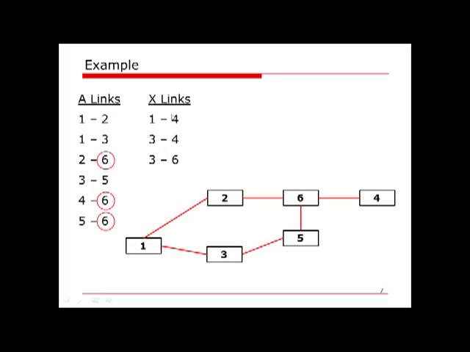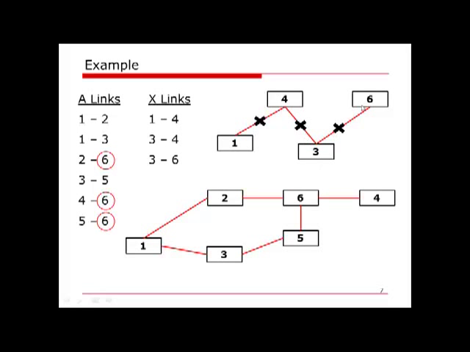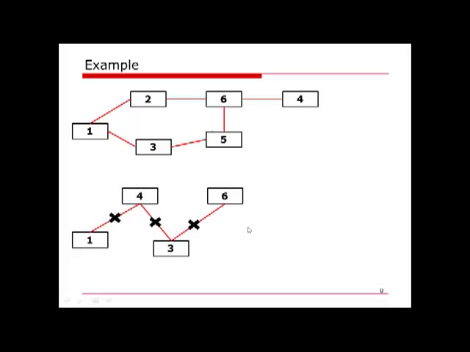Next, we can construct the X-link table. Basically, this tells us which departments should be allocated as far away from each other as possible. Now we have three links, 1 and 4, 3 and 4, and 6 and 3. These are the pairs that should absolutely stay away from each other. With this given information, it basically gives us a hint. From the X-link chart, it sounds like 1 and 3 should stay away from 4 and 6 as far as possible.